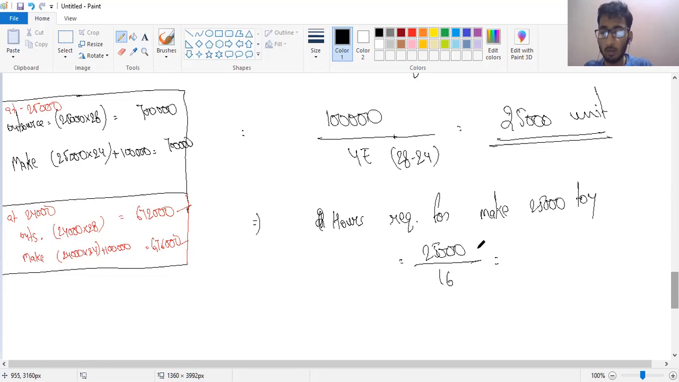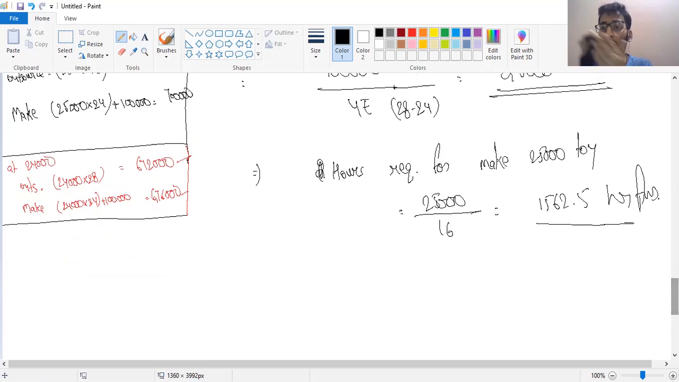So just calculate it once. 25,000 divided by 16 would be 1562.5 hours. So basically you require 1562.5 hours, or I can say 1563 hours. If you are spending more than 1563 hours, then it would be beneficial to make the toy. If you are spending less than 1563 hours, it would be beneficial to outsource.